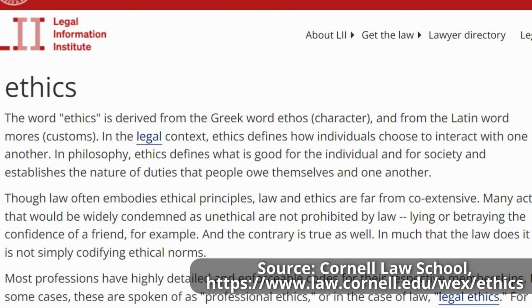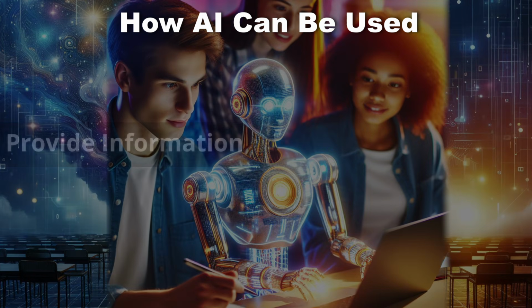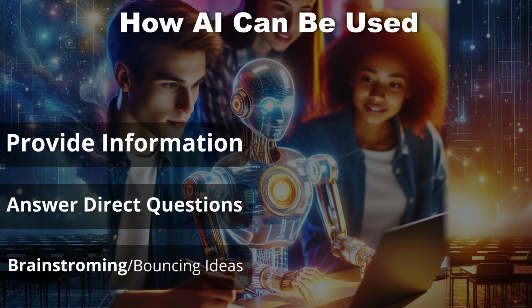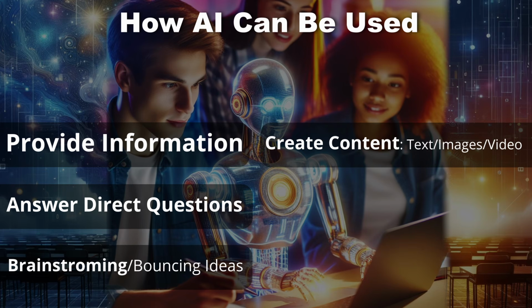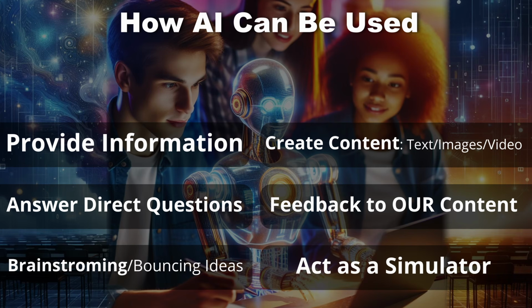So now we've verified the information that ChatGPT gave us, and now we have to think about different ways that it can be used. We just used it to get us information. It's an important way that we could use the AI. It can also answer direct questions, brainstorm, bouncing ideas. It can create content such as text, images, videos, provide feedback to our content, and act as a simulator. So these are all different ways that AI could be used. There's additional ways as well, but these are some of the main ways.